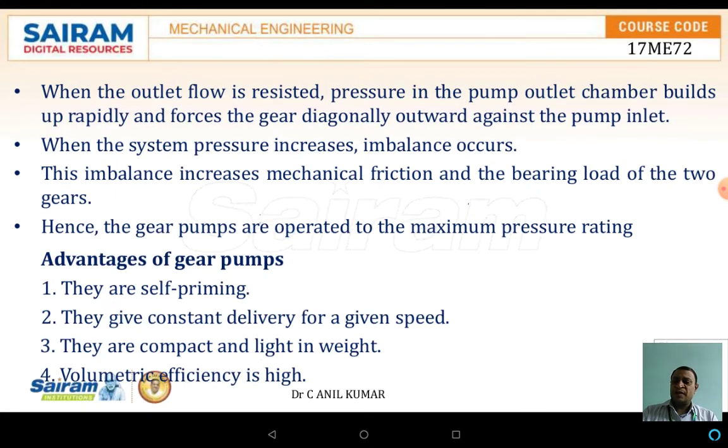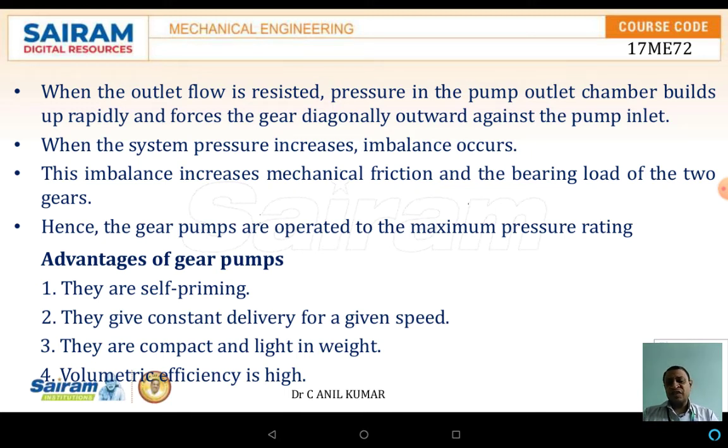The precisely meshed gear teeth provide almost perfect sealing between the pump inlet and the pump outlet. When the outlet flow is restricted, the pressure in the pump outlet chamber builds up radially and forces the gears diagonally outward against the pump inlet. When the system pressure increases, an imbalance occurs. The imbalance increases the mechanical friction and the bearing loads on the two gears. Hence, gear pumps are operated at maximum pressure ratings.